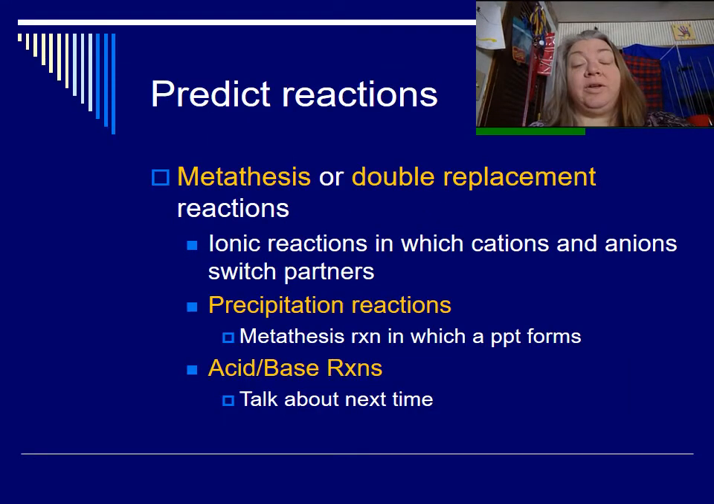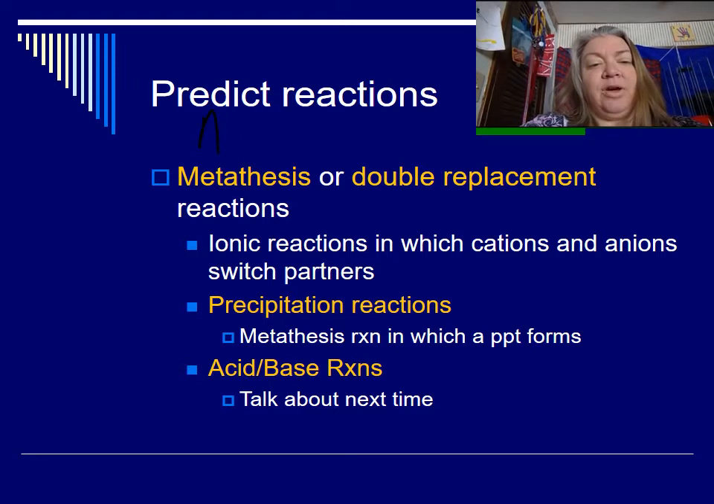A metathesis or double replacement reaction is where we have two ionic compounds, and they're going to switch partners. Sometimes they'll talk about how this is like a square dance, or however you want to think of it, they're going to switch partners. So let's see what that would look like.